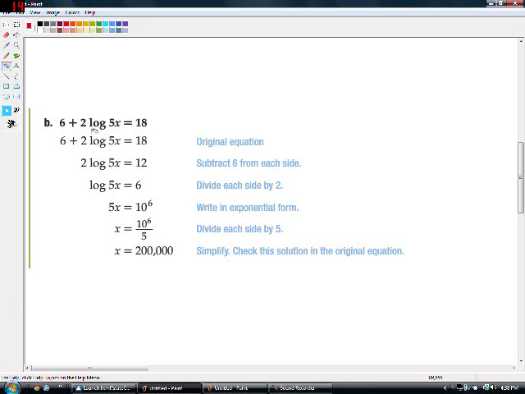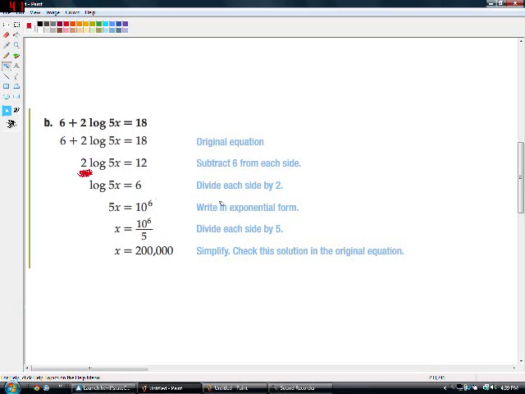Now what you need to do is subtract 6 from each side. So you have 2 log 5x equals 12. What you're doing is you're trying to isolate the log 5x. Once again, you divide by 2 on each side, so you're going to take out the 2, and you're going to divide 12 by 2, and you get 6.